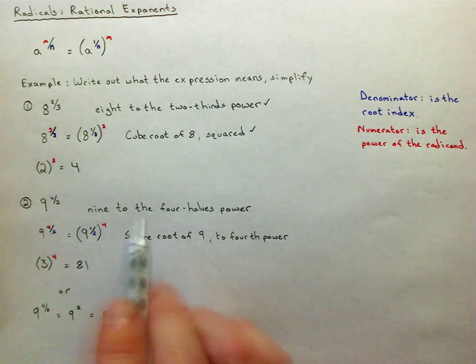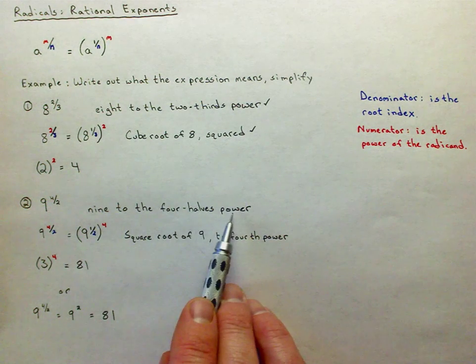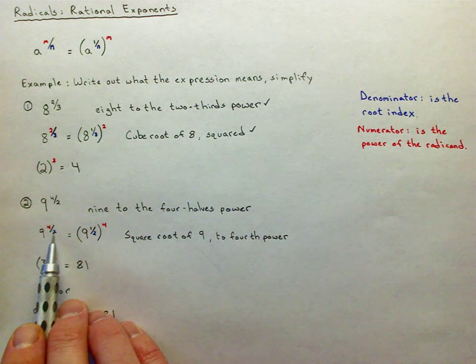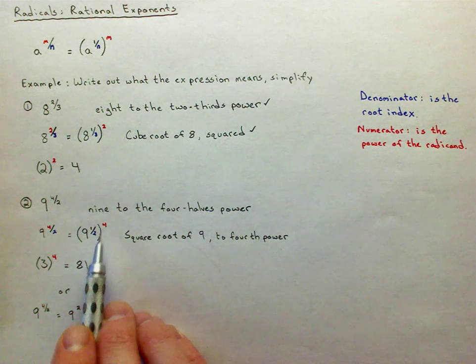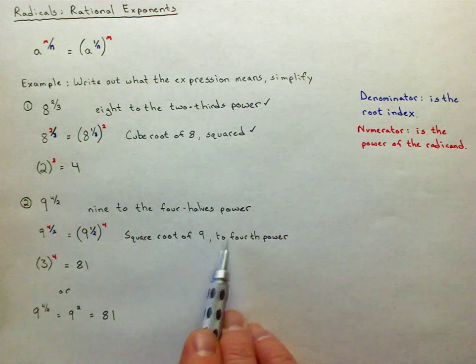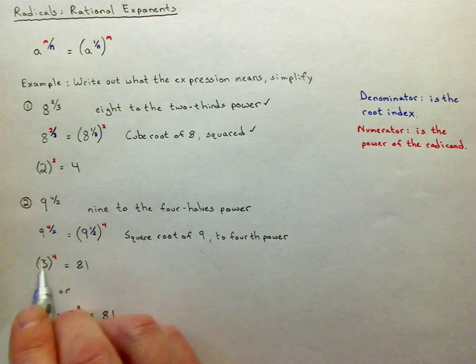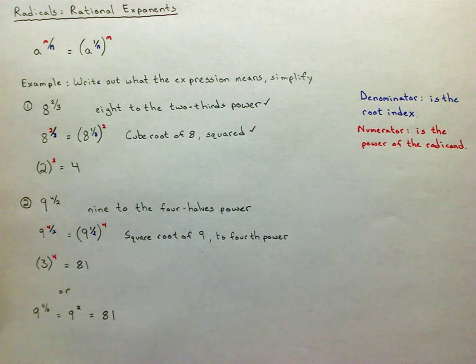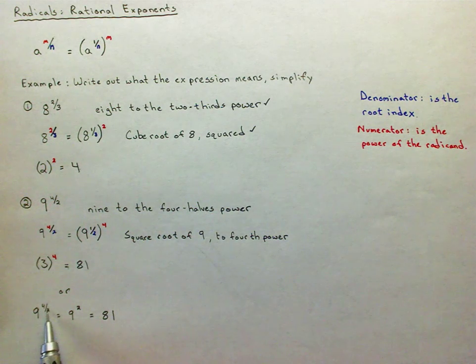Let's look at another example. 9 to the 4/2 power. Well, I'm going to rewrite 9 to the 4/2 power as 9 to the 1/2 power, to the 4th power. In essence, that's the square root of 9, to the 4th power. The square root of 9 is 3, so that means I have 3 to the 4th power. 3 to the 4th power is equal to 81. Now, if y'all saw this in the beginning, this is excellent. 9 to the 4/2 power, well, I can simplify 4/2. That equals 2, so 9 squared equals 81. Same answers.